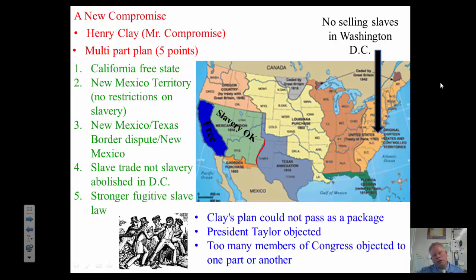So when they voted on this, if there was a Southerner in Congress and he had to make a vote on this, he's going to hate number one, but he's going to like the rest of them. But he can't vote for it because number one is connected to it. So it can't pass. Now, if there's a Northerner, they're going to love this one, but they're going to hate this one, so they can't vote for it.